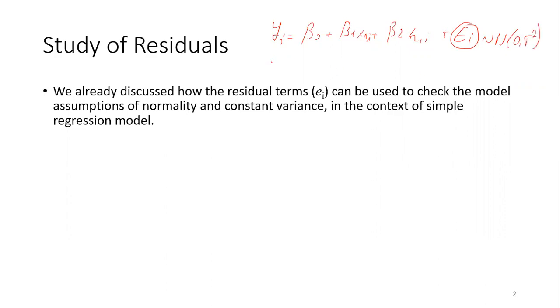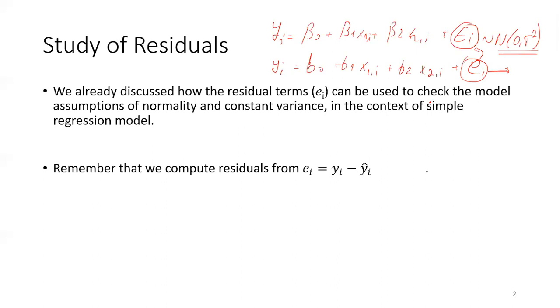But we never observe epsilon_i. What we observe is that we estimate beta 0 as b0, beta 1 as b1, and beta 2 as b2, and then we have the error term e_i. The error term e_i mimics the random terms epsilon_i. We plot and analyze them to see whether this assumption is correct or not.